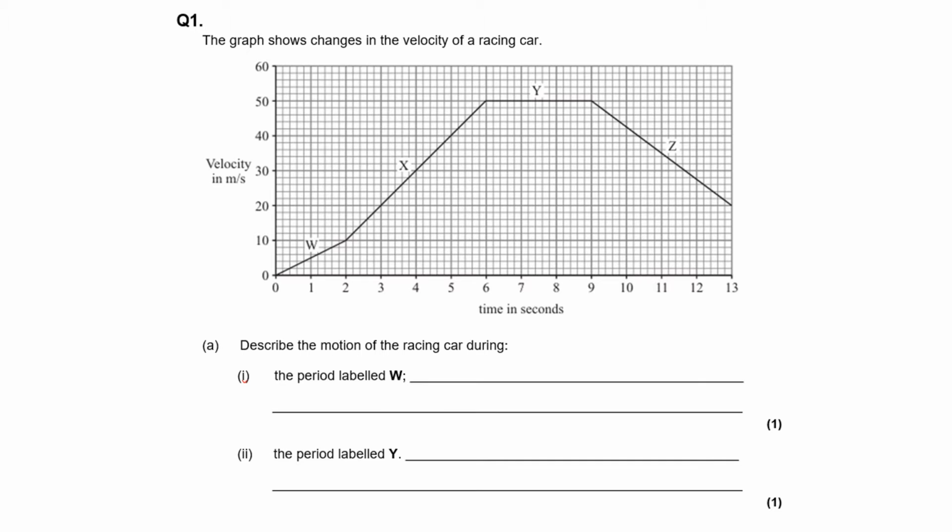Okay, these questions are about velocity time graphs, so we need to be careful not to mix them up with distance time graphs. Part 1 asks us to describe the motion of the racing car during period W. As we can see, in the first 2 seconds the velocity is increasing at a steady rate. So we have got constant acceleration. There's only one mark here, so just writing acceleration would get you that mark.